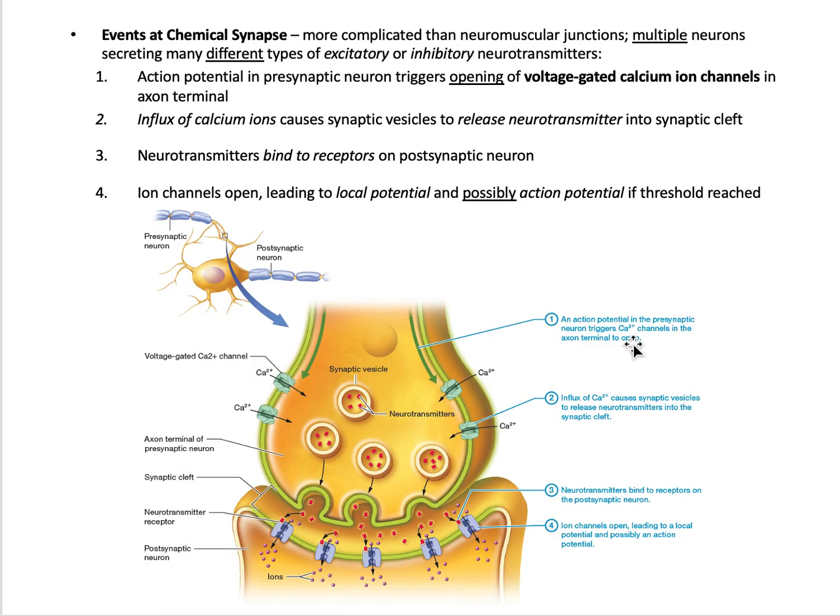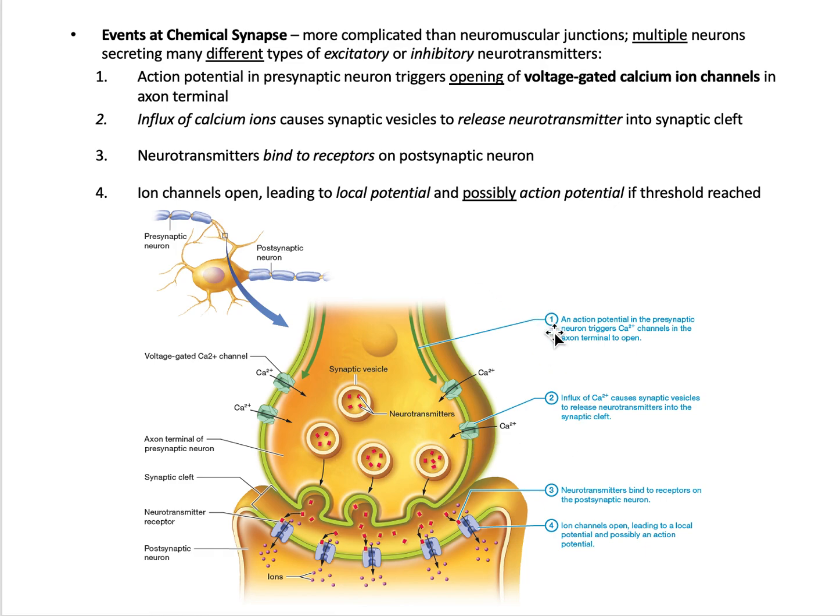I'm going to refresh your memory about the events at a chemical synapse, but this is a repeat from our neuromuscular junction lecture. So what's going to happen is, here's our presynaptic neuron axon terminal with our synaptic vesicles. An action potential is going to travel down the axon of the presynaptic neuron. It's going to arrive at this axon terminal, causing voltage-gated calcium channels to open.